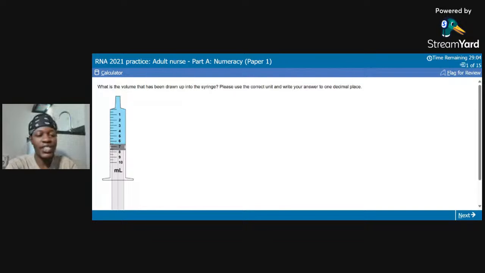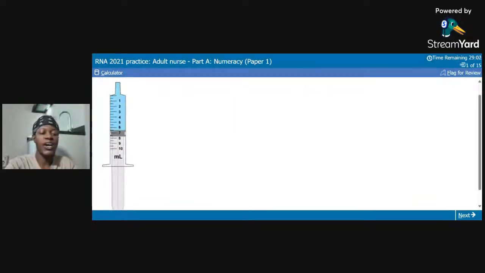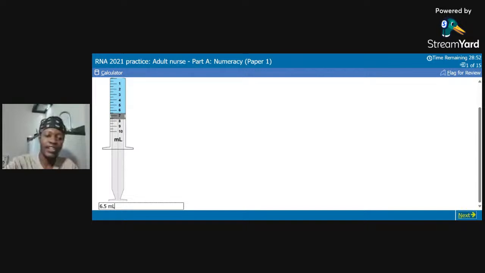So the question also says, please use the correct unit and write your answer to one decimal place. So I am writing 6.5 with no additional zero, n in small letter and L in capital. Next.